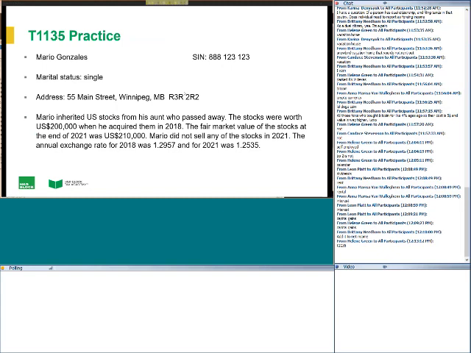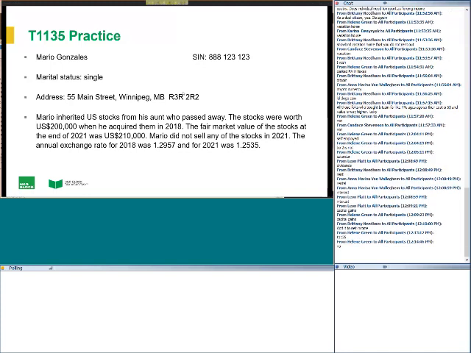Here we go. So we have Mario Gonzalez. He is single. We have an address for him. He inherited American stocks from his aunt who passed away. The stocks were worth $200,000 American when he acquired them in 2018. In 2018, did he need to report income from his inheritance? Did he need to report that he got $200,000 of an inheritance from his aunt in that year? Did that need to show up on his tax return in 2018?